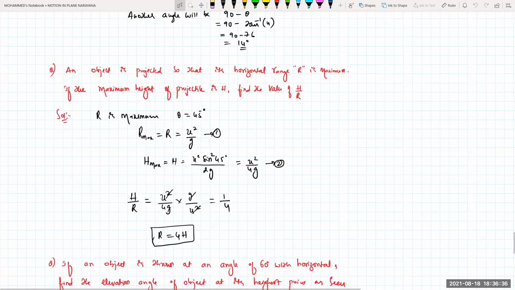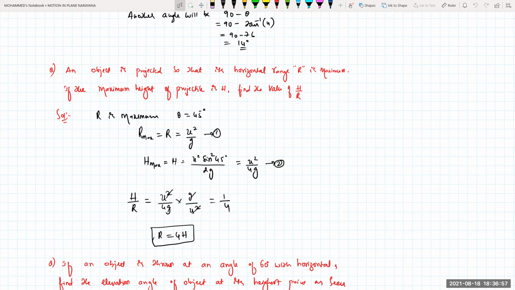Very good. Next one. An object is being projected so that its horizontal range is maximum. If the maximum height of the projectile is capital H, then find the value of H by R. We know that R is maximum and theta is how much? 45. Because u square by g. The maximum height value is u square sin square theta, theta is also 45, divided by 2g.